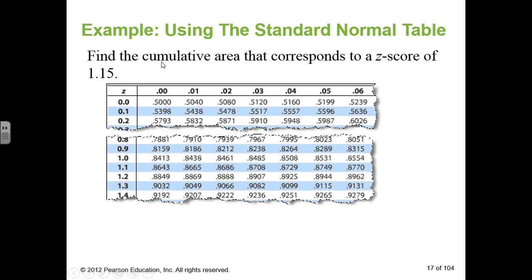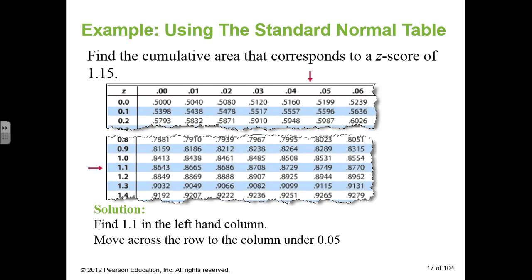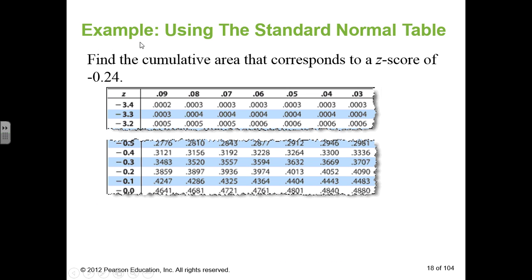Now, if we want to find the cumulative area that corresponds to a z-score of 1.15, well, we find these first two values, 1.1 along this column, and then the 5 is in the 100th place. So we look along the top and find the column with the 5 in the 100th place. See where those two intersect at 0.8749. So the cumulative area, or the area to the left of 1.15 on the standard normal curve, is 0.8749.